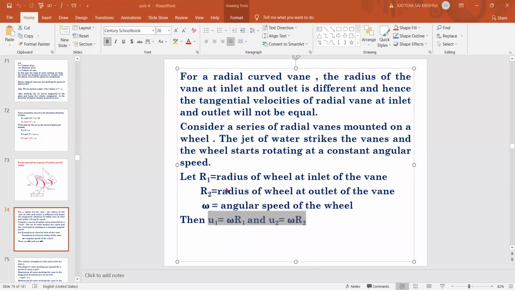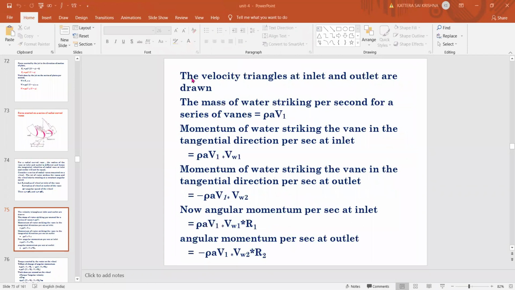So here for a series of vanes, we need to remember that U1 and U2 are not the same because they are mounted at a different radius. So U1 equal to omega R1 and U2 is omega R2, right? So omega, I already said how to calculate. Omega is 2 pi N by 60, where N, the revolutions per minute, will be given to us, right?